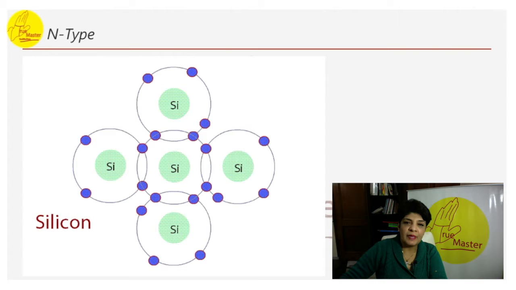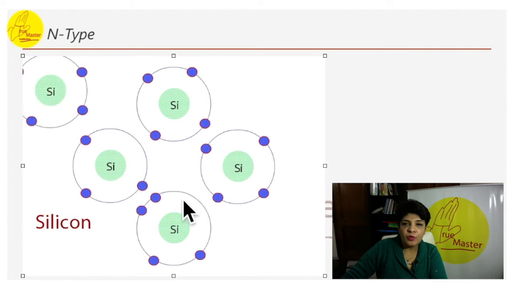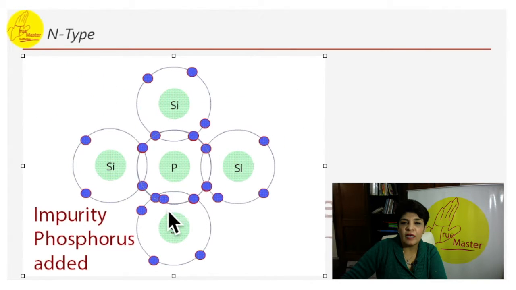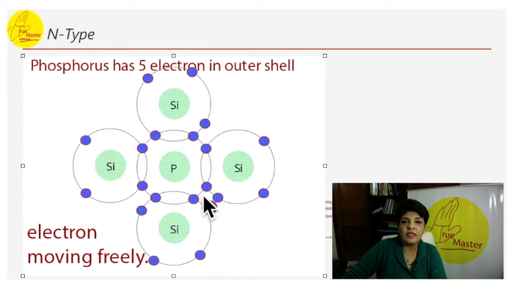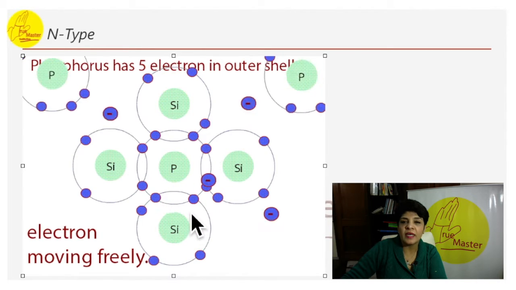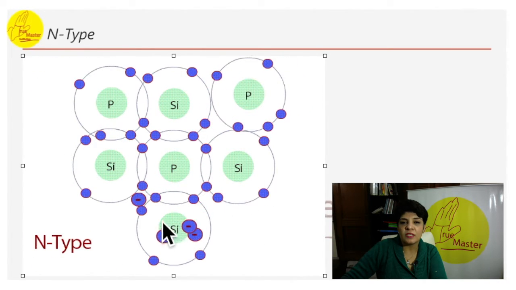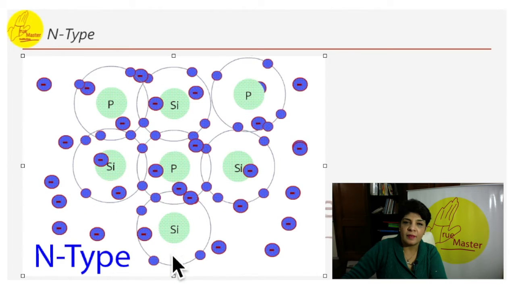Let's have a look by playing this animation. One silicon moves out, adding the impurity of phosphorus. Phosphorus has 5, and 1 is moved freely. Similarly, if we add more phosphorus, then more negative electrons are circulating around. This is N-type.